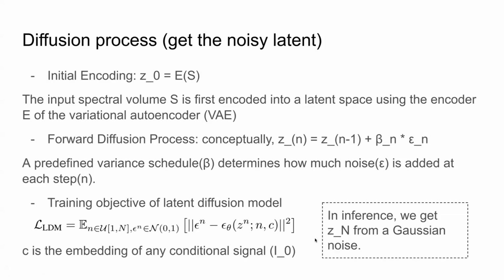And here, one thing you might notice is C. The C is the embedding of any conditional signal. So that means we can give this latent model something to start with. In this case, in the training process, we give it the starting picture. Cool. So that's about adding the noise.